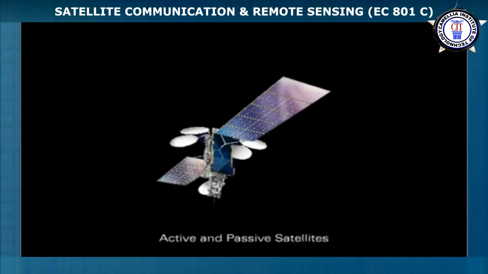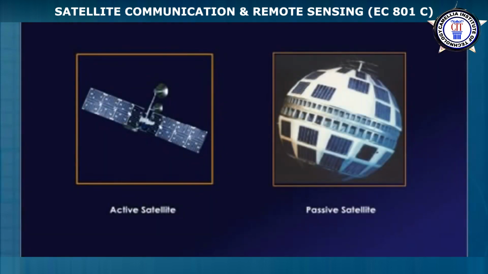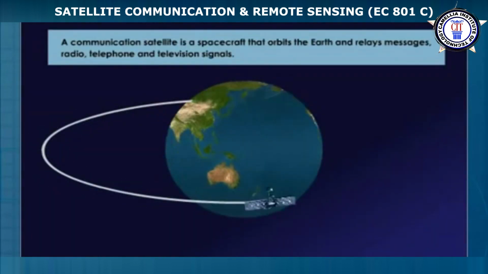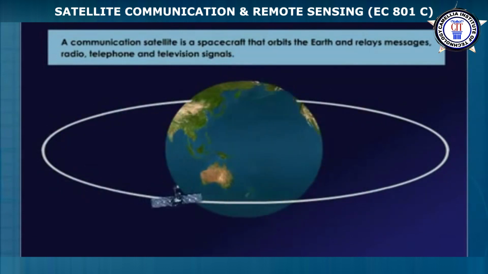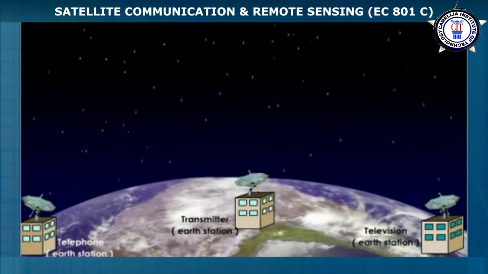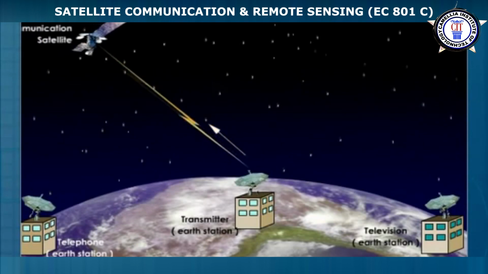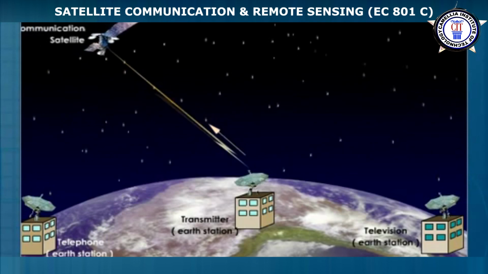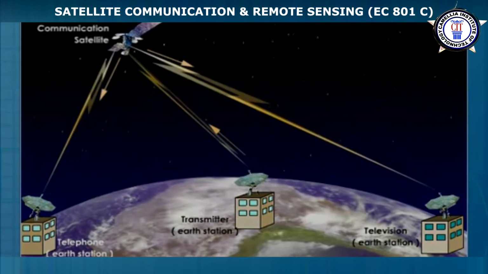Hello everyone, today we will learn about active and passive satellites and their orbits. Active and passive satellites are communication satellites. A communication satellite is a spacecraft that orbits the Earth and relays messages, radio, telephone and television signals. Stations on the ground are called Earth stations. They transmit signals to the satellite, and the satellite in turn relays the signals to the other Earth stations.